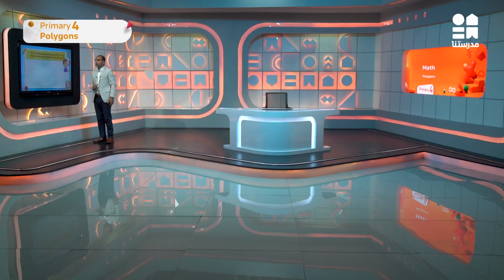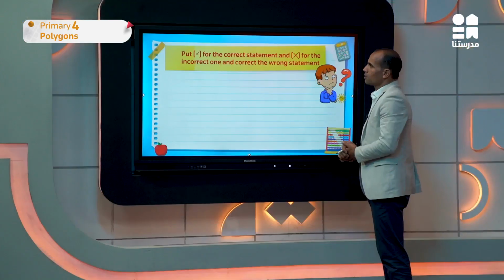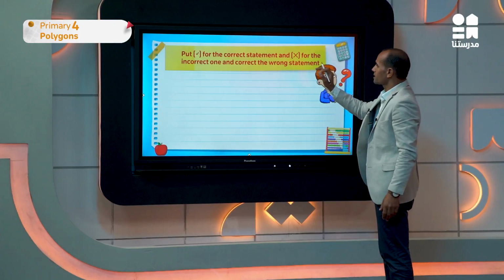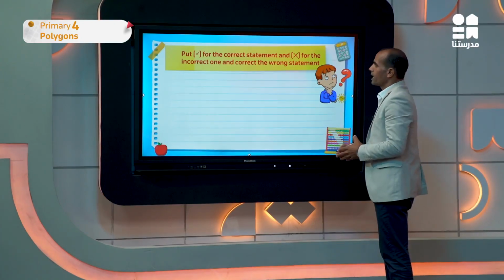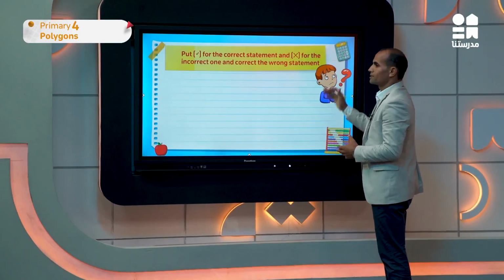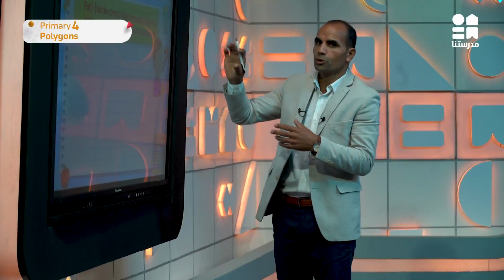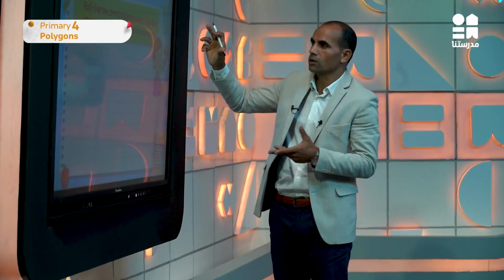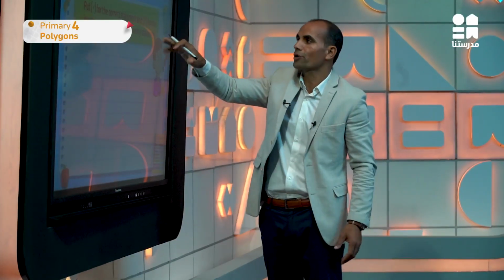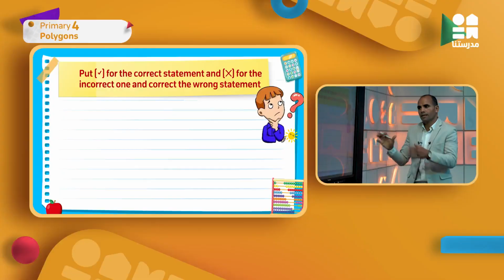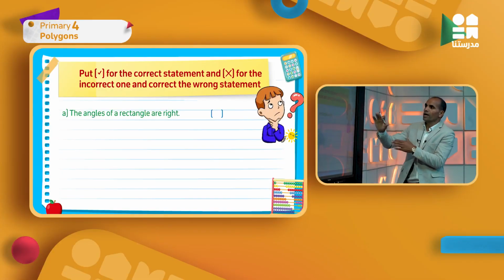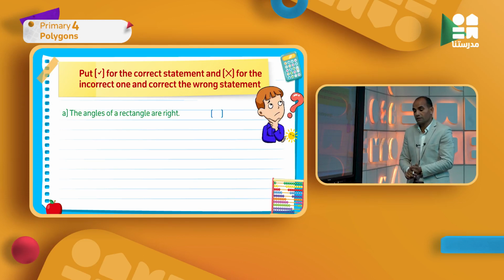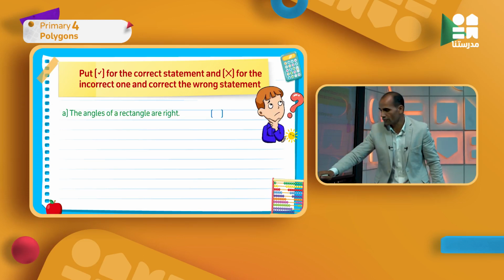We have here the first question in this exercise. Put true for the correct statement and false for the incorrect one, and correct the wrong statement. ونخلي بالنا من ال second part of this rubric أو السؤال اللي قدامنا ده بيقول لي and correct the wrong statement. يعني لو في عندي هنا wrong statements من اللي هنشوفوهم هنا دلوقتي خلاص we have to correct this statement. لازم نصححها ونشوف ايه الصح.